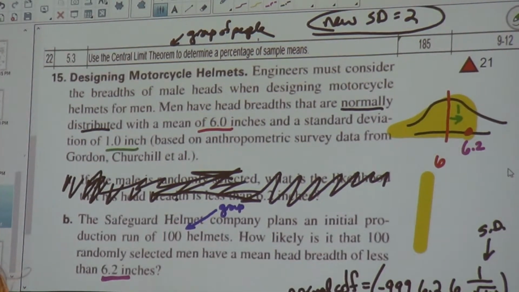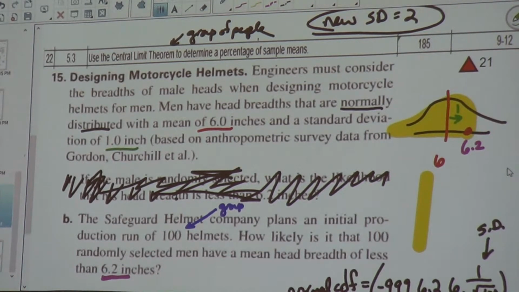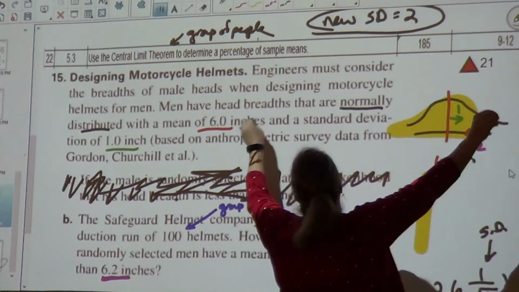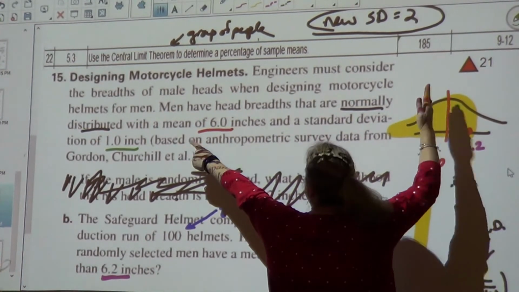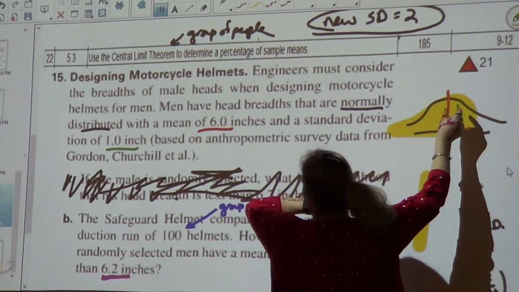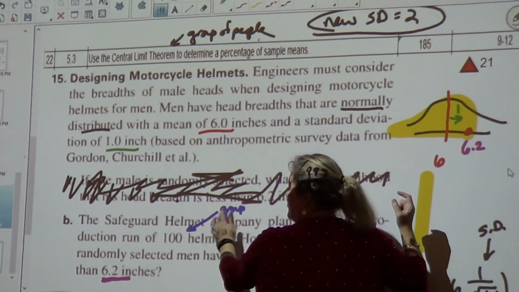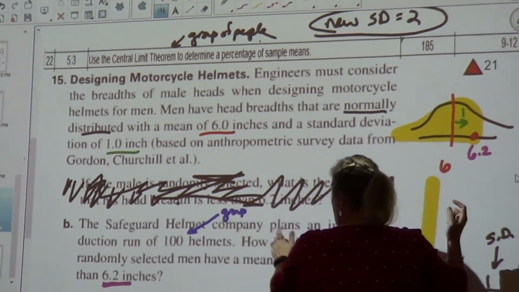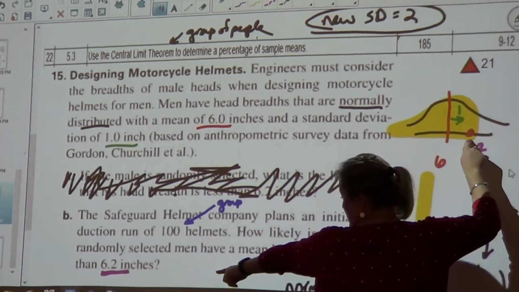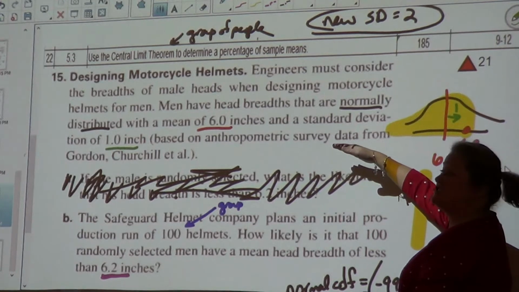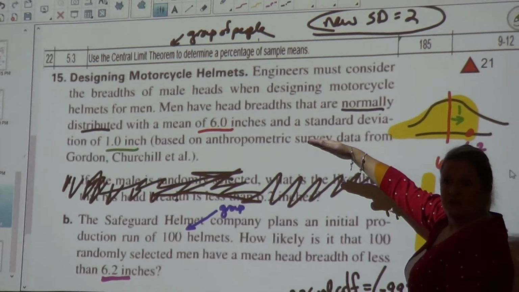Number 22, use the central limit theorem to determine a percentage. We have a normal distribution. Our mean is 6. Our standard deviation is 1. We have a group of 100 people, and my data is 6.2 or less. And it wants us to do a percentage.